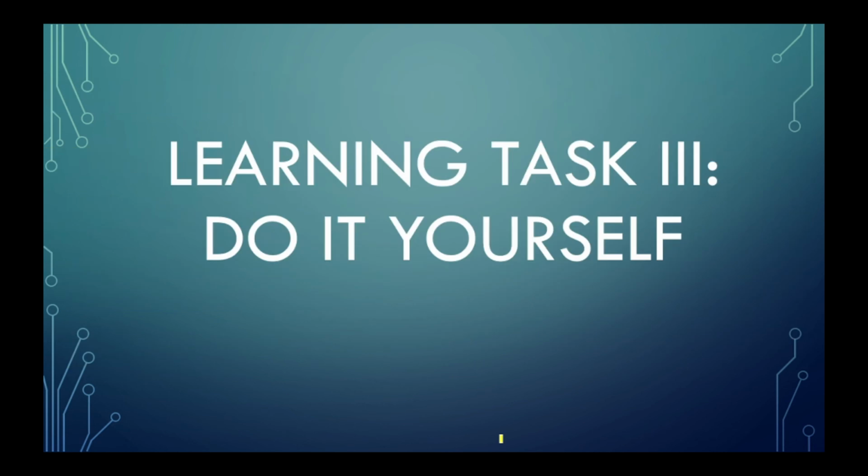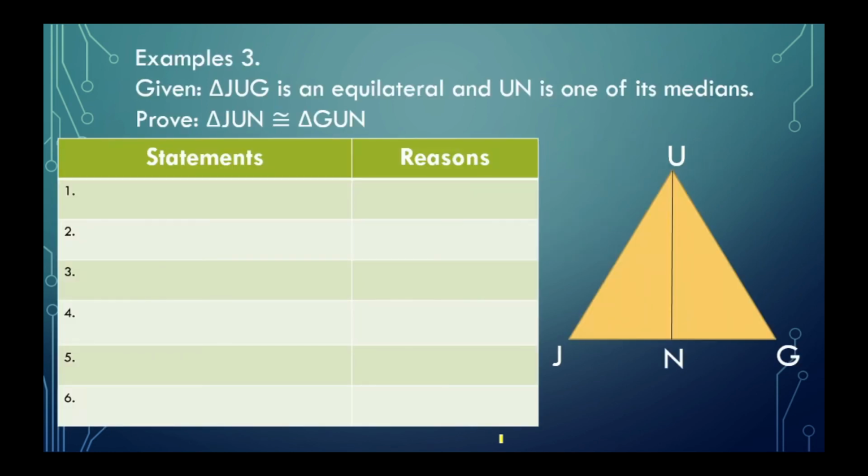Okay, learning task number 3. Now, do it yourself. So, wala na tayo dito choices. Kayo na lang ang magpo-prove step-by-step procedure. Kayo maglalagay ng statements. Kayo maglalagay ng reason base dito sa figure. So, given triangle JUG is an equilateral and UN is one of its median. Prove that triangle JUN is congruent to triangle GUN.